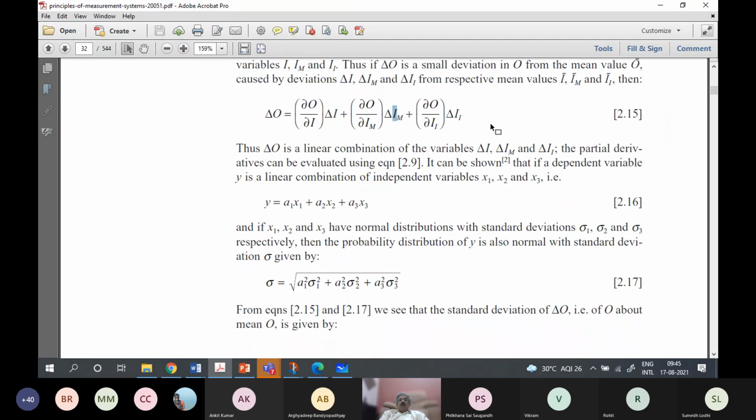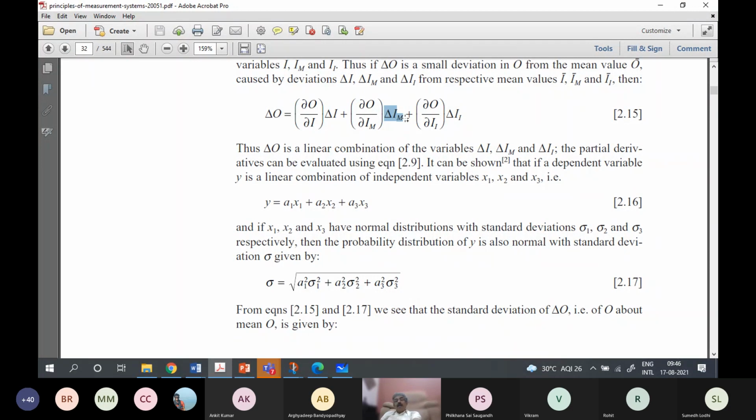So if you consider that the random input delta I is statistically independent of delta IM, which may not always be true, you have to be careful. For example, if temperature is acting both as an interfering and a modifying input, then you can never take the interfering and the modifying input to be independent, because they are the same value. So they are not at all independent.